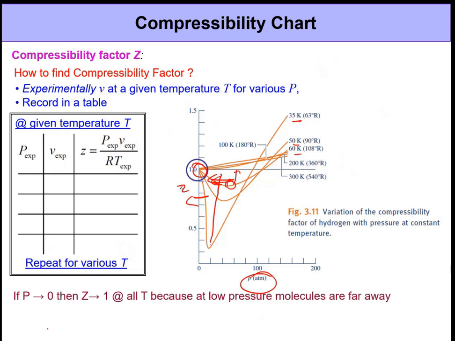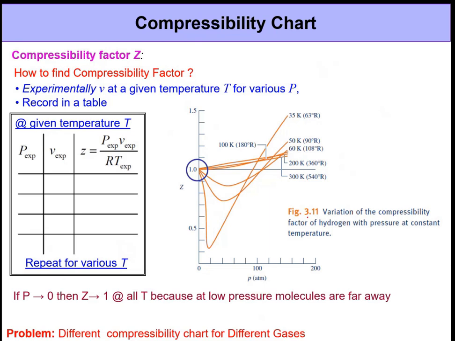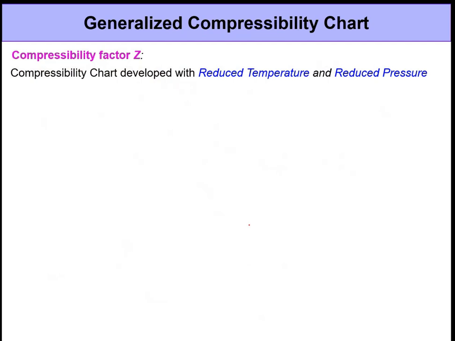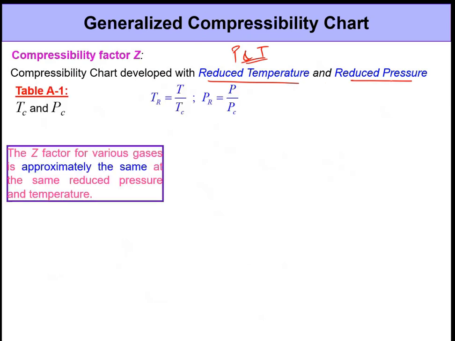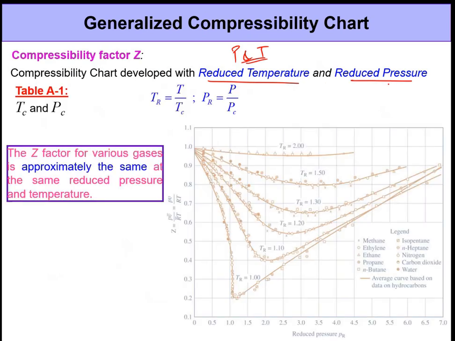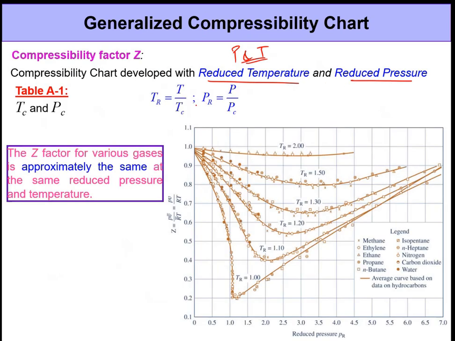But the problem here is that this is done for hydrogen, okay, and we will have to come up with a different chart for every gas, and that makes things very, very complicated. Well, luckily there's a solution for it. Instead of plotting the chart in terms of pressure and temperature, if you do the same plot again, but in terms of reduced temperature and reduced pressure, then everything lines up. What do reduced temperature and reduced pressure mean?